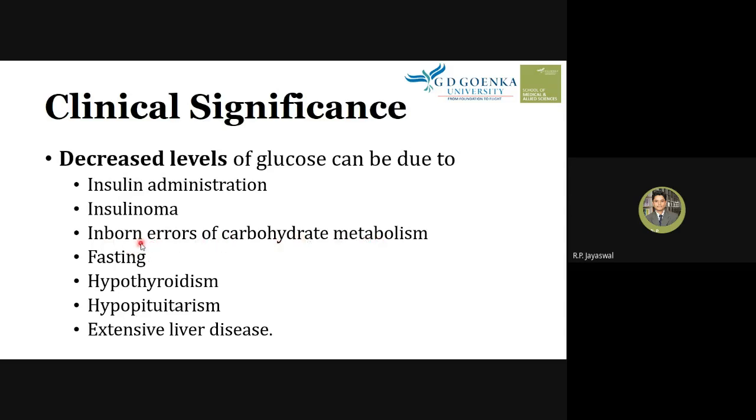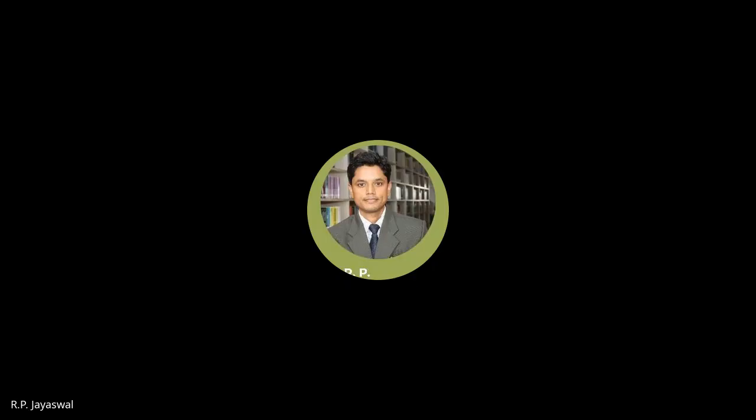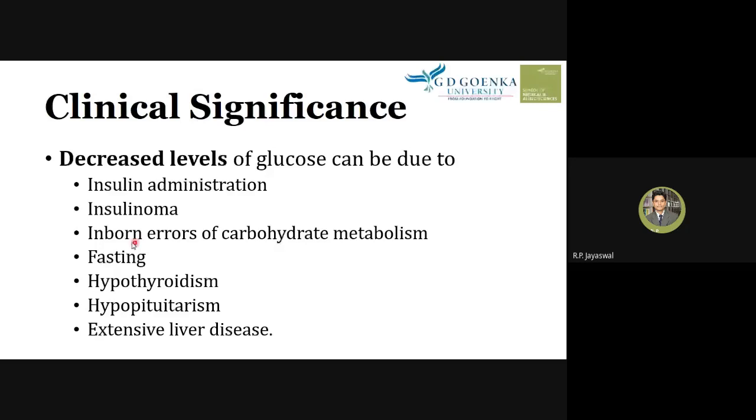Third, inborn error of carbohydrate metabolism. This is a genetic, by-birth defect in carbohydrate metabolism, where there is some enzymatic deficiency, or a condition where the glucose might be produced in a large amount, or the glucose may not be utilized. In such conditions, glucose levels can decrease in the blood. Okay, so there will be excess glucose utilization, or there may be no glucose synthesis, right? So this is an inborn error of metabolism. In such condition, glucose level decreases.